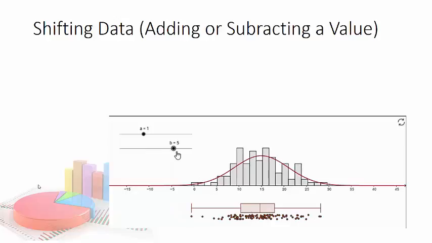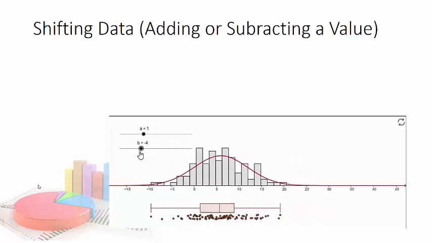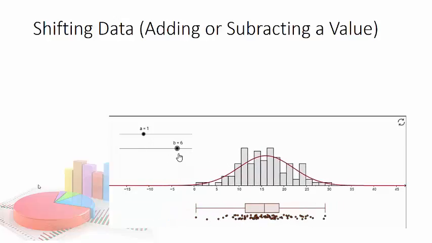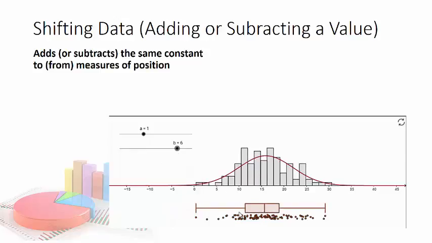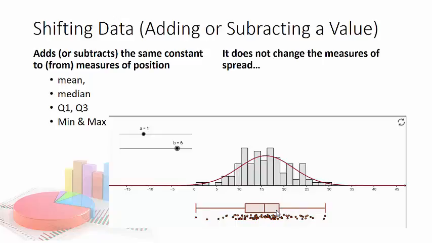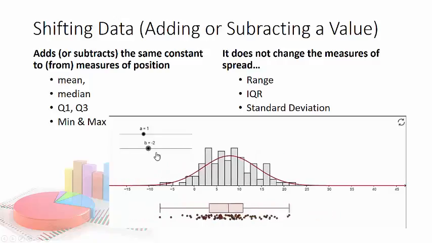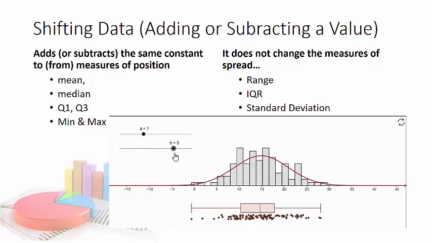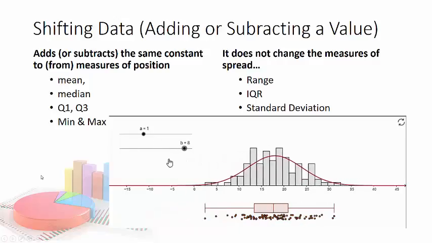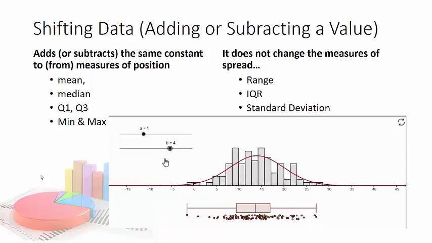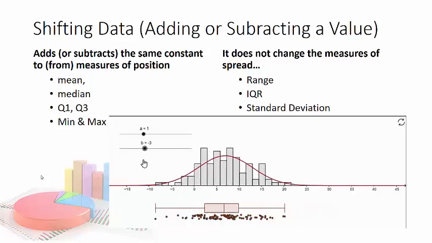So the shape stays the same as it moves. So the measures of position are the only things that change. The measures of spread, this box didn't get any wider or smaller. So those values stayed the same. That includes the range, the interquartile range, and the standard deviation. So you can shift data all you want, and all you are affecting are things like mean, median, the quartiles, and min and max. You are not affecting the range, the interquartile range, or the standard deviation.